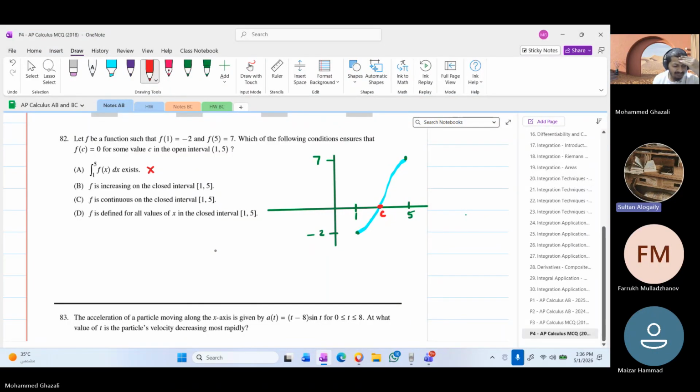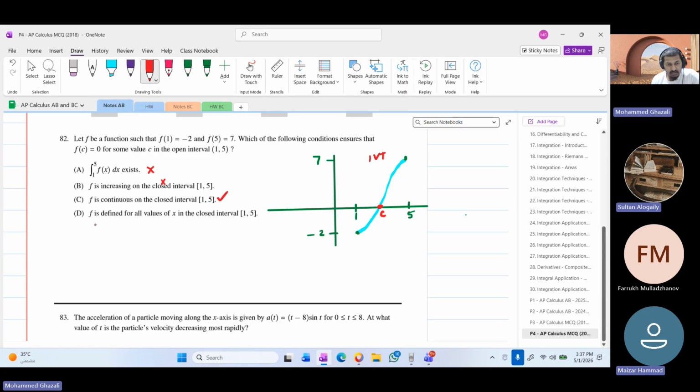It's continuous on 1 to 5. F is increasing, that's B. No, it's wrong, because the graph might be going up and down. F is continuous on the closed interval: yes, it has to be continuous, because the intermediate value theorem won't stand if it's not continuous. There's no such thing as increasing on the closed interval. It needs to be increasing on the open interval 1 to 5, not the closed interval. So this is also wrong.